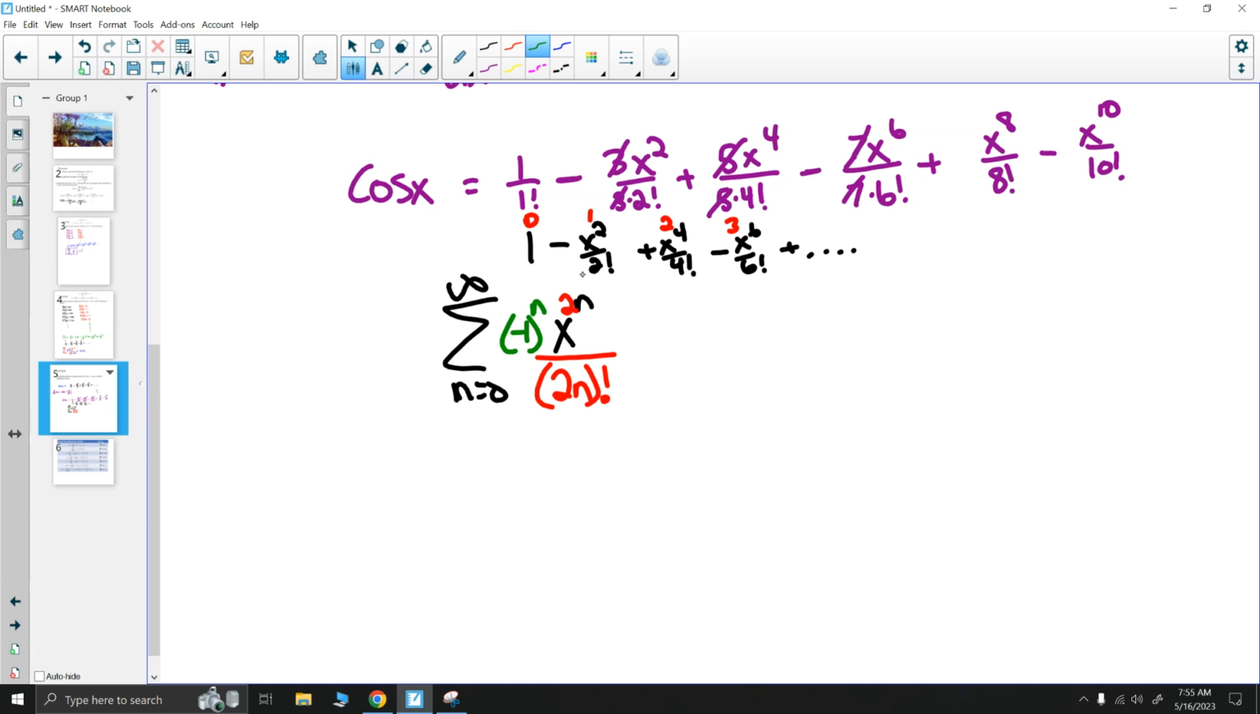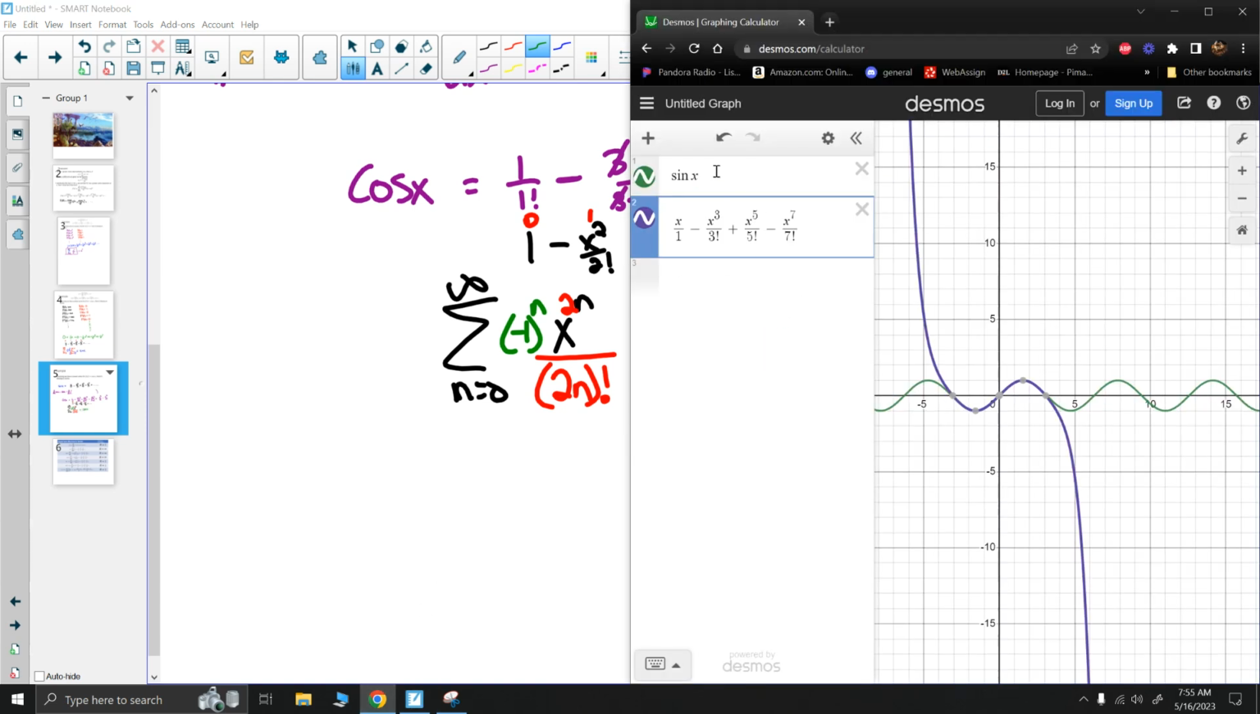Same thing as the other one. It follows the same signs as sine x. So we have this thing, and this is our Maclaurin series, or our Taylor series centered at 0 for our cosine of x. So this is what cosine x is. Let's take a look at it.